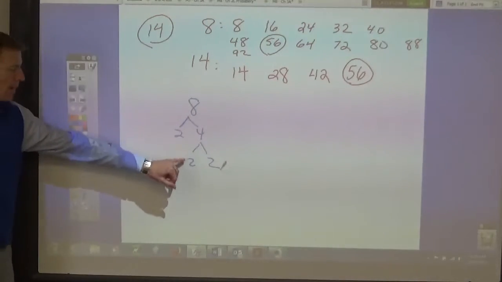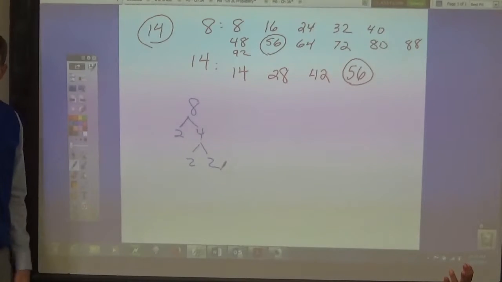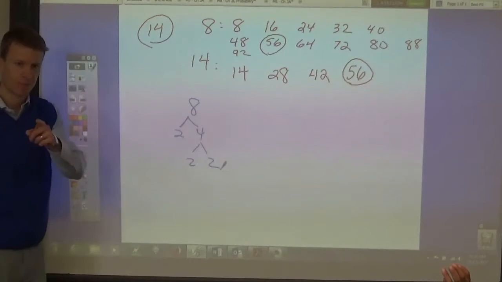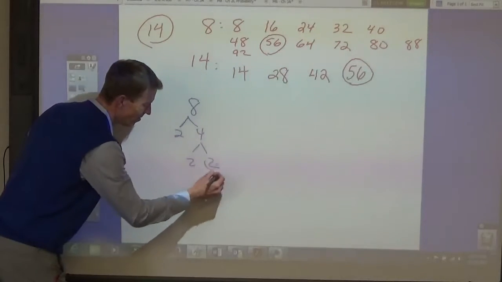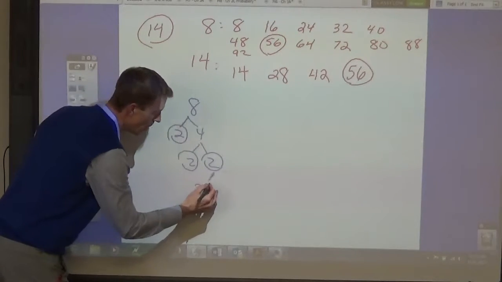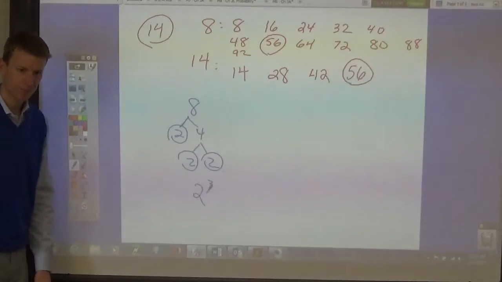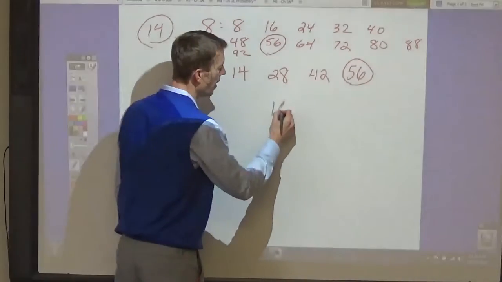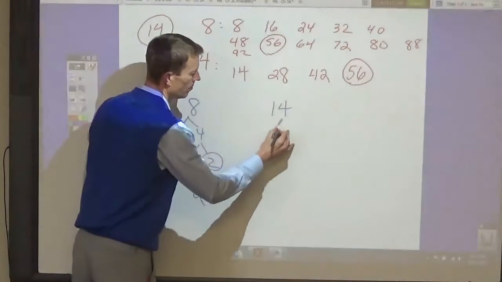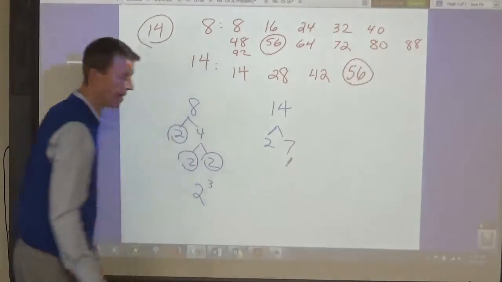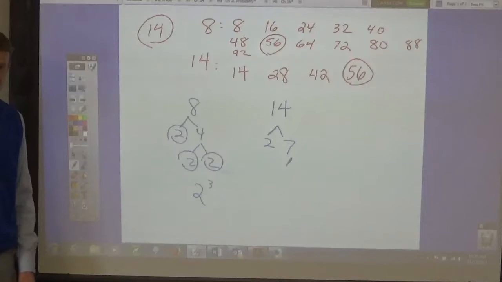So what is the prime factorization of this one? Olivia? 2 to the power of 3. 2 to the power of 3. Yep. Now let's write out the prime factorization of 14. 2 times 7. Is that it? That's it.